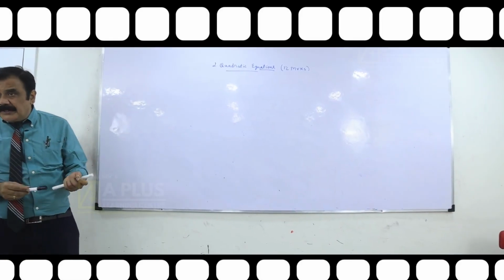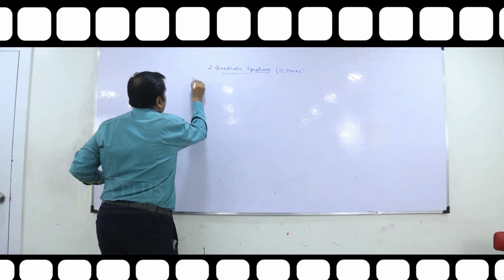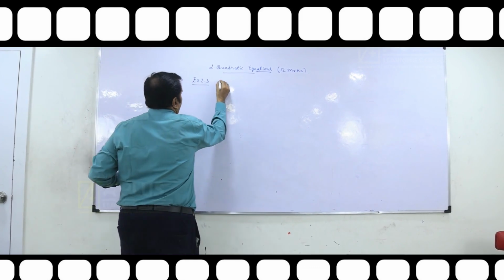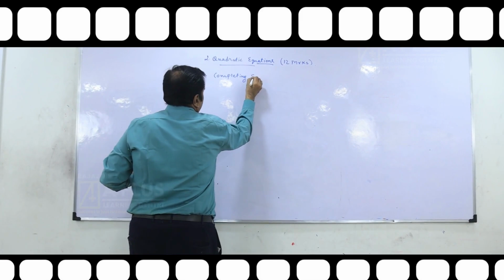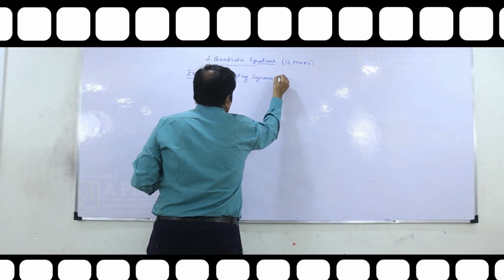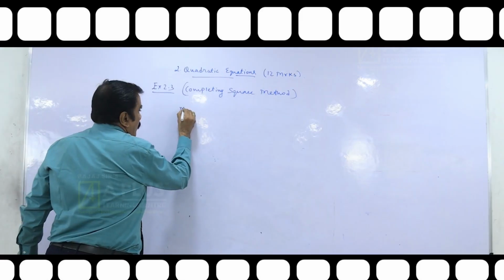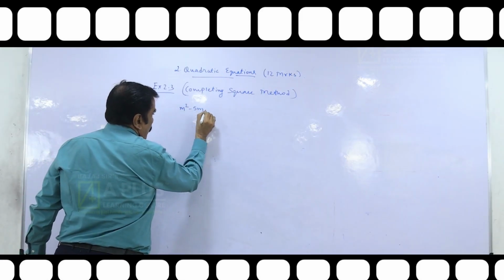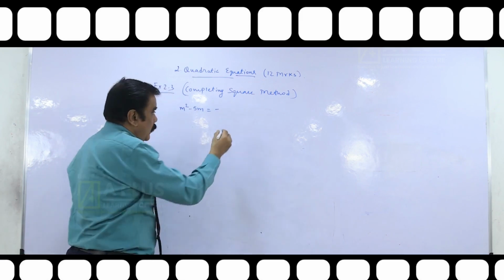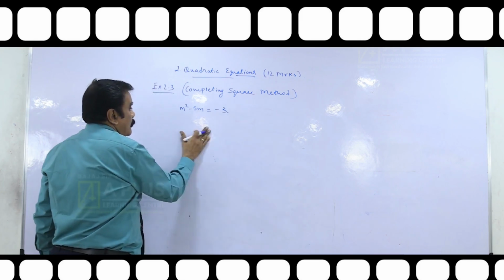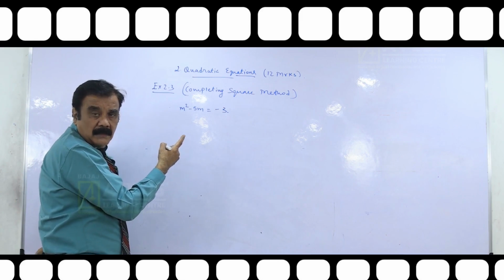That is exercise 2.3, no? m square minus 5m is equal to minus 3. Okay. Now see here. Which sum is it? First sum. Third sum. Okay.